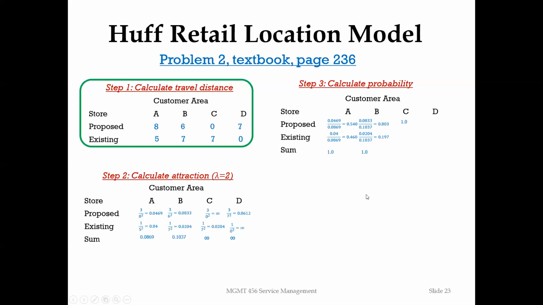So anything divided by infinite, you get 0. Nobody will shop from the existing store because the proposed store is much more convenient. Total is 100% as well.